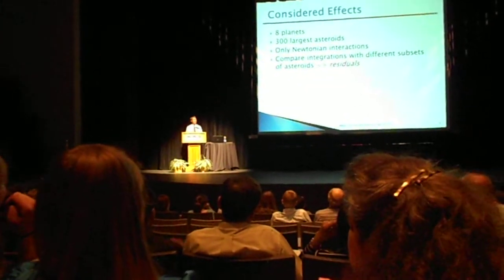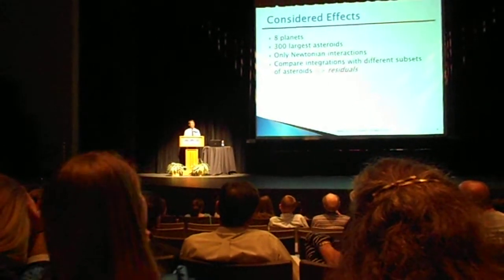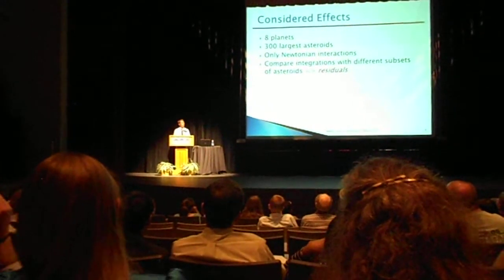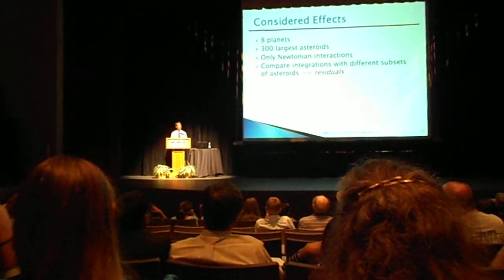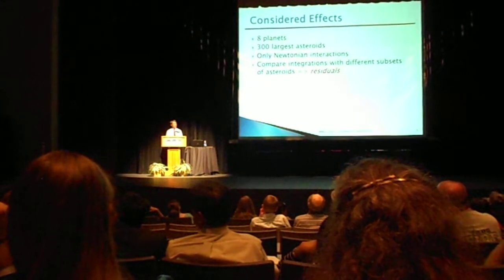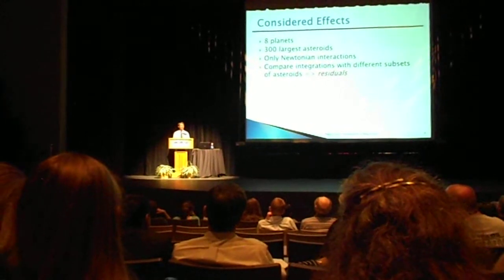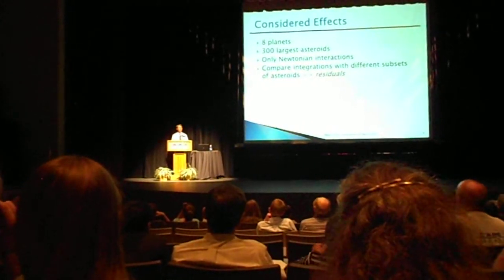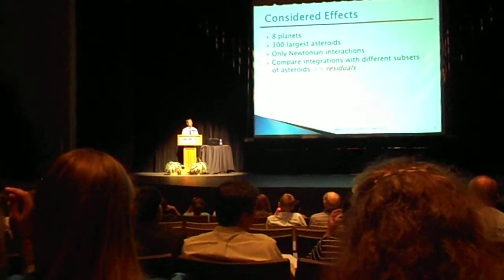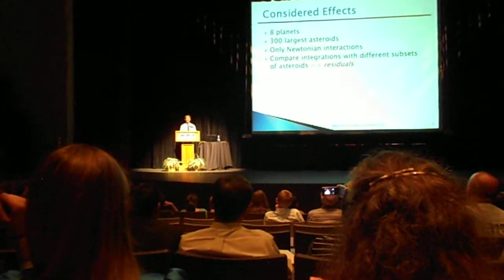Now, in this study, I only consider perturbations from the 8 planets and the 300 largest asteroids, and the 300 largest asteroids together make up 95% of the mass of the asteroid belt. Now, I also only model Newtonian interactions, and for this project, because it does not further seek to refine ephemerides, leaving out relativistic effects is actually not problematic, because the accuracy needed is not of that order. However, a key point in this project is the notion of residuals. Residuals are simply differences between integrations with and without different subsets of asteroids.